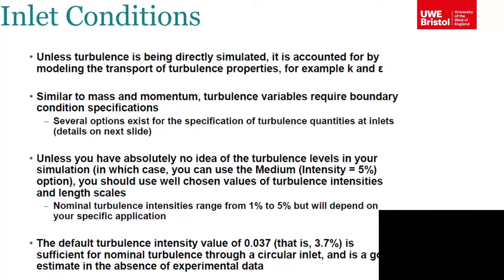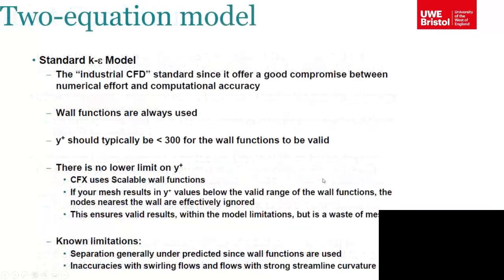For turbulence intensity, just use 5% turbulent intensity if you don't have an idea. Nominal turbulent intensities range from 1 to 5%. Turbulent intensity means how turbulent the flow is, right? The default is 0.037, which is 3.7%. That is good enough. So then two equation models.